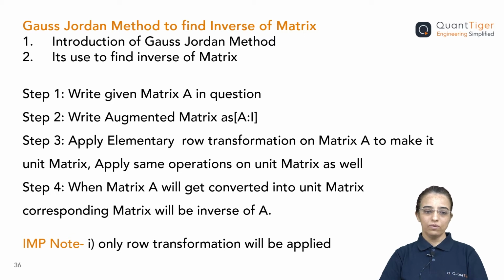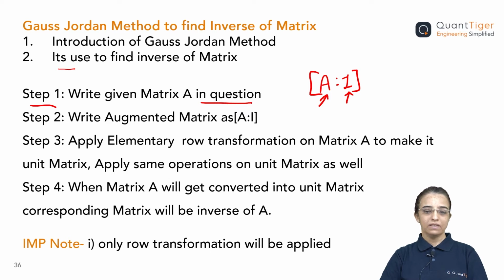First of all, whatever matrix is given, we will be writing it as it is. This will be our first step. So we will be writing the given matrix as it is, that will be our A matrix. Now the next step is writing the augmented matrix. Augmented matrix means we will be writing in this form: A is nothing but the given matrix, and this is nothing but the unit matrix.